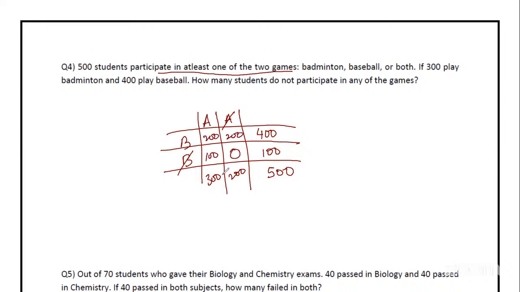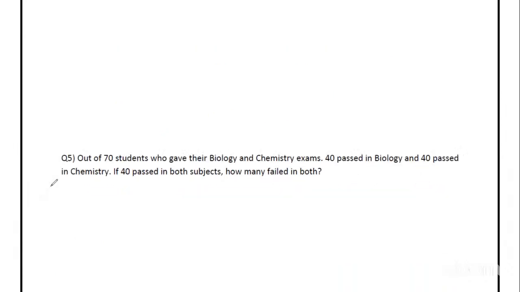Got it? And it adds up. So how many students do not participate in any of the games? So that is 0. You'll get better clarity when I solve this using the Venn diagram.